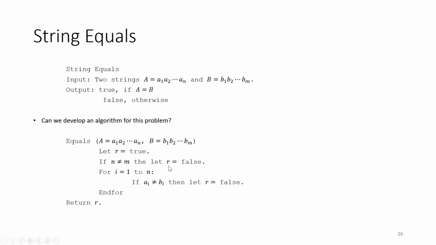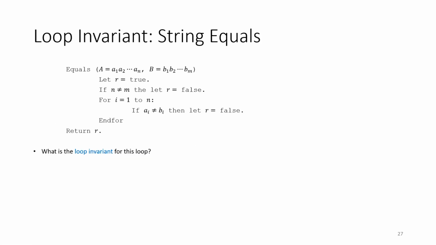Now again, you've heard my design strategy here, saying why I've designed it this way. R will remain true unless we find evidence that they're not equal, at which point we'll flip it to false. As long as I've done that correctly, then this should be a correct algorithm. So let's see if we can take this algorithm and argue that.